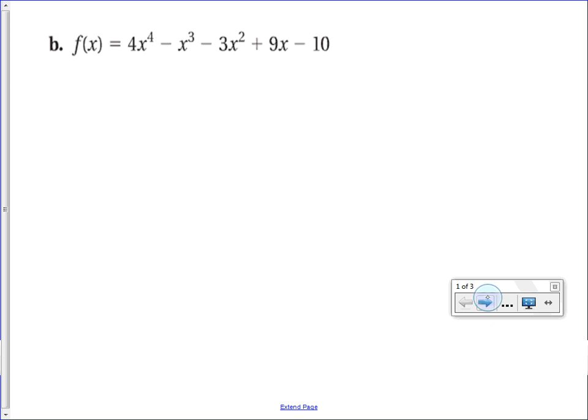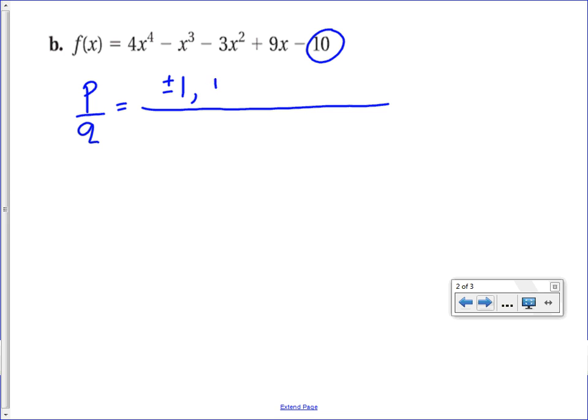Let's try another example where we're just writing a list. So we're asked to find the list here of all the possible zeros for this function. Again, they're not giving us any to start with. We're finding it from scratch. So we're going to set up P over Q. And remember here that P are the factors of the constant term, which here is 10. The factors of 10 include plus or minus 1, 2, 5, and 10, right? Those are all the factors of 10.